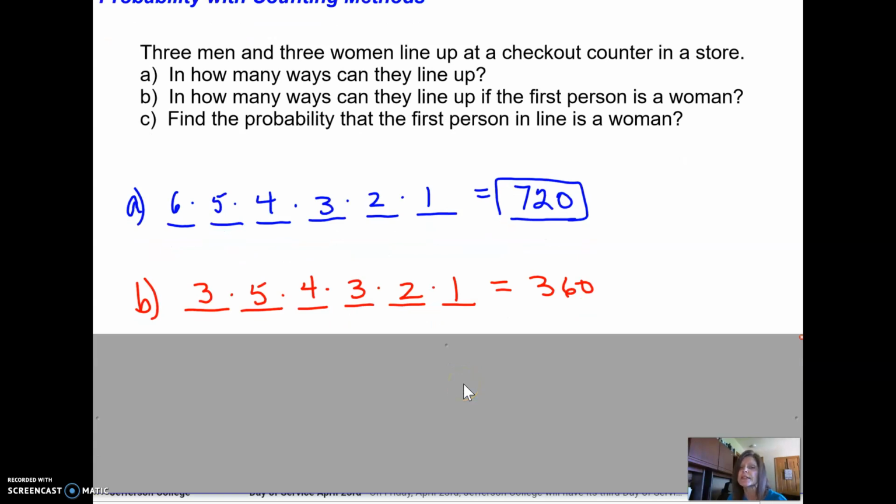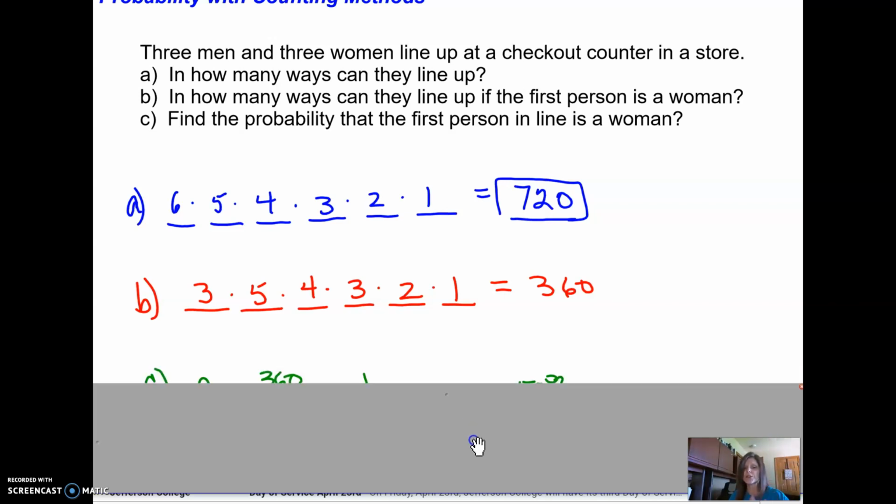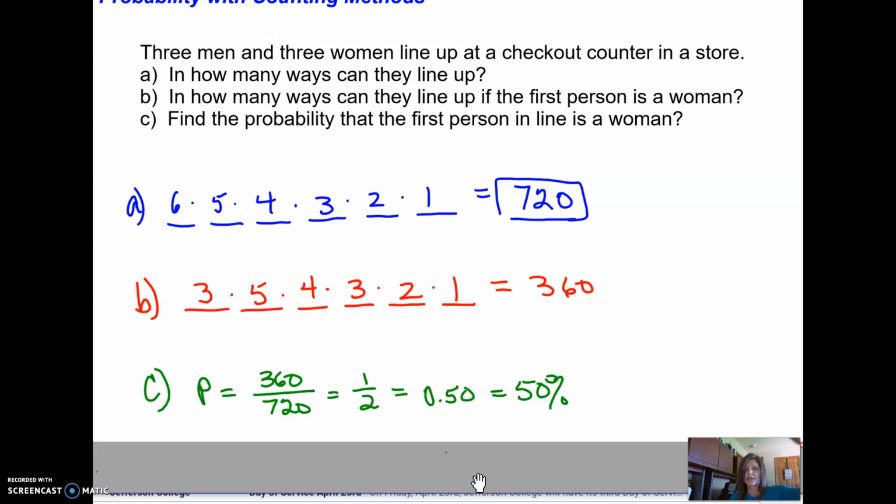And the final question is then, well, what's the probability that the lineup has a woman as the first person in line? Well, probability is favorable outcomes divided by total number of outcomes. So part B tells me the number of favorable outcomes, 360. Part A was the total number. So my probability here is 360 divided by 720, which reduces to a 1/2 probability. But recall, we can express probability also as a decimal, 0.5, or as a percentage, 50%.